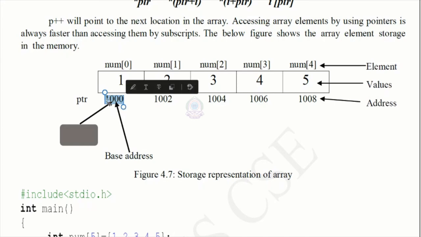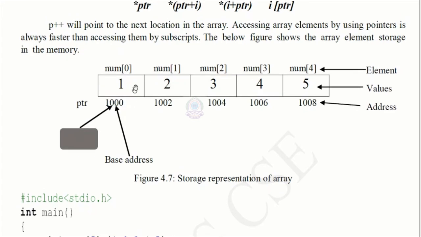So who stores this base address? A stores the base address. That is, the name of the array stores the base address. Remember, the name of the array stores the base address. Okay. Next.